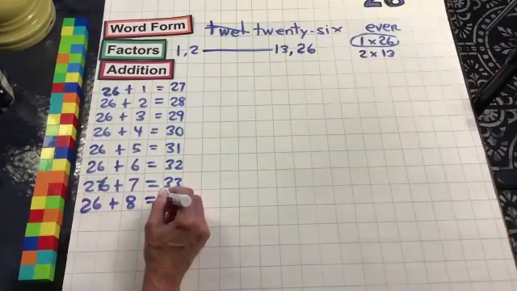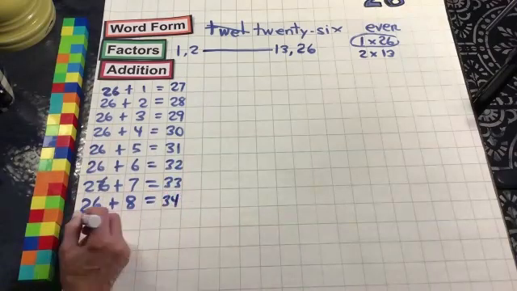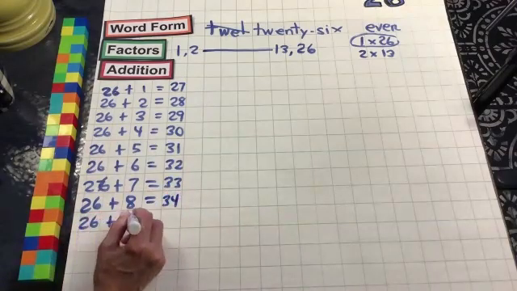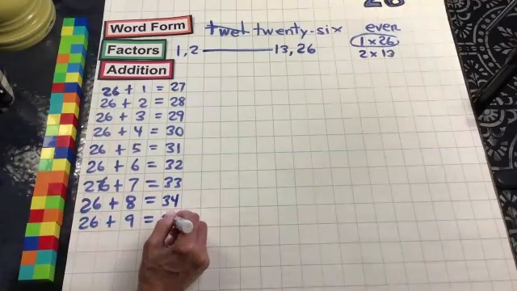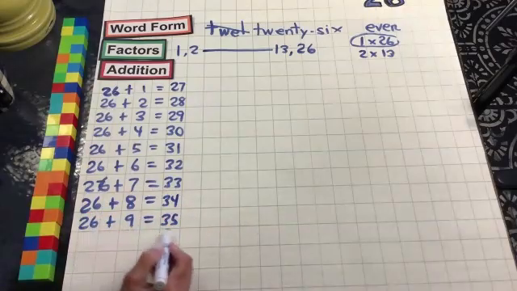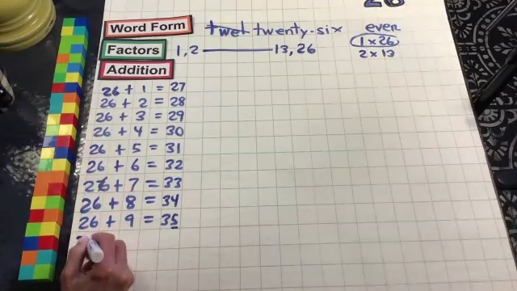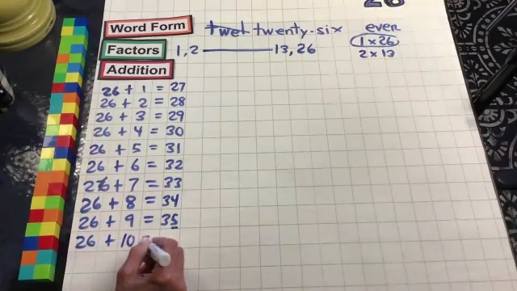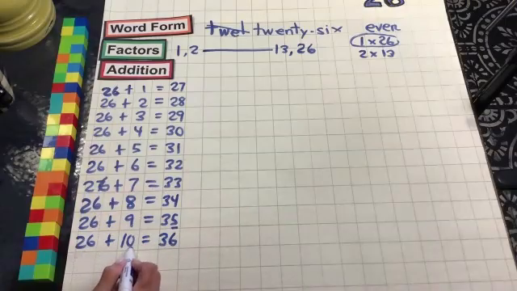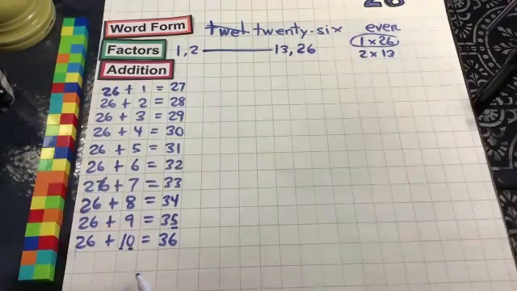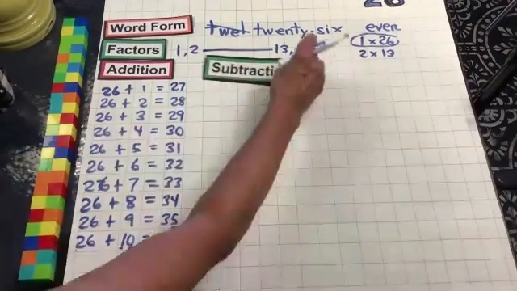26 plus 8 is 34. 26 plus 9 equals 35. 6 plus 9 is 15. 26 plus 10 equals 36. So there's nothing being added to the 6, but 1 is being added to the 2. All right, let's go into subtraction.